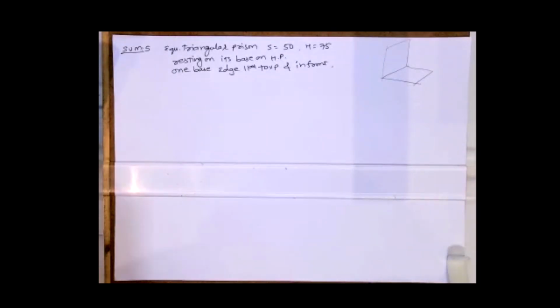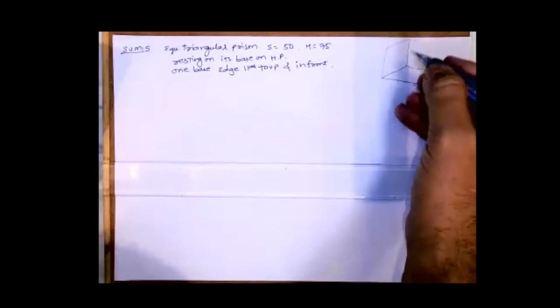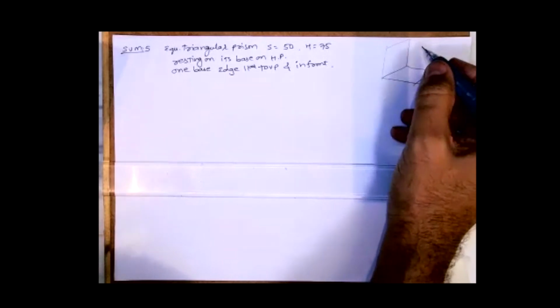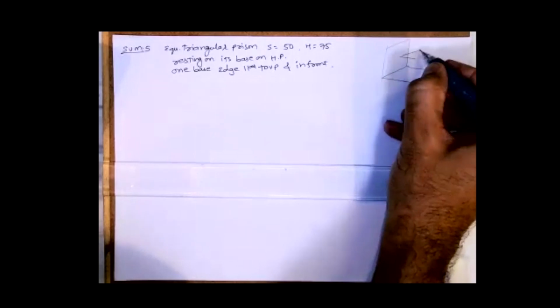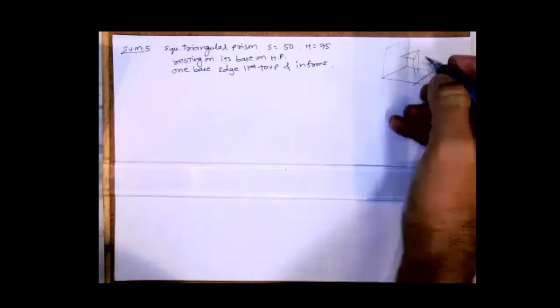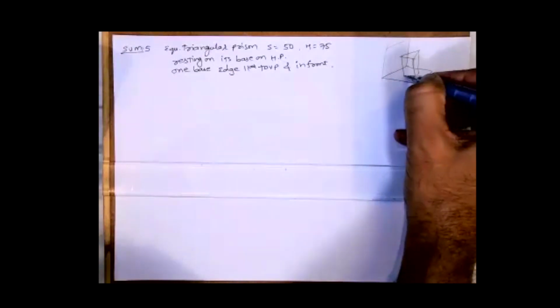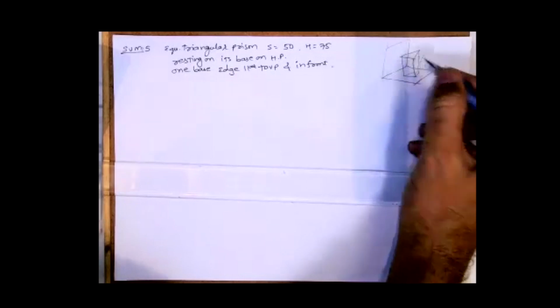It is like this, a triangular prism resting on its base. So of course that means it is somewhat like this. Now I know the answer, so I don't want to draw the answer, I'll just give you the variety. Let's say it is like this. It is resting on its base on HP, so this is possible. We are seeing it from this side.